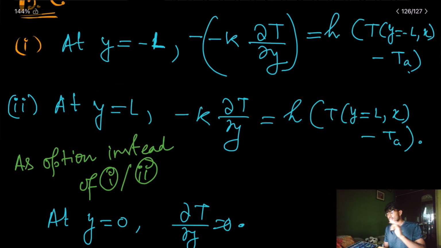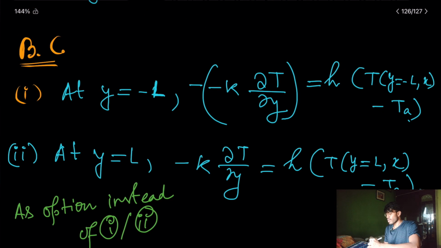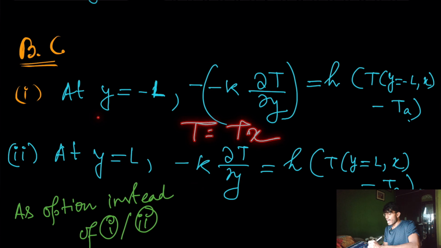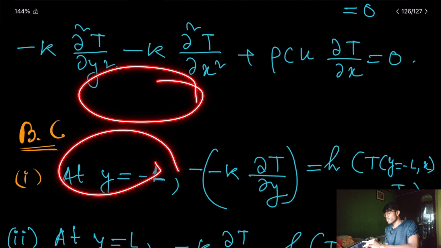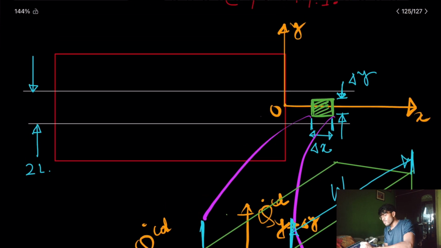But the moment you are writing that, you are bound to write these 4 equations, but now at y equal to minus L, T will be equal to Tx. At y equal to L also, my T will be equal to Tx, because my T is not varying with x. Then why am I writing these boundary conditions for y? Because you have taken your control volume like this.